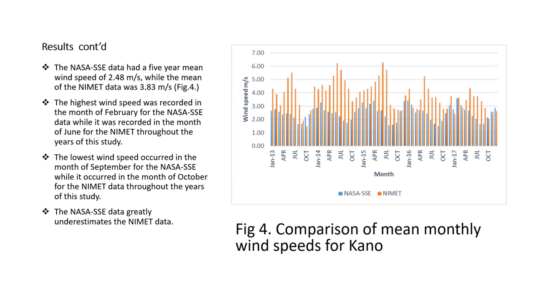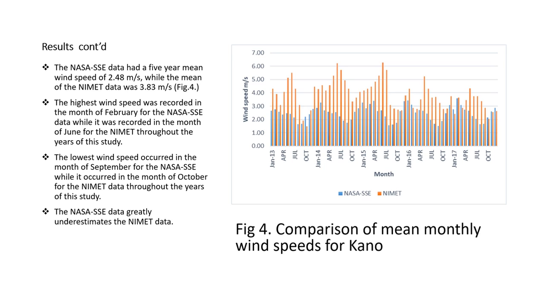For Kano State, the result obtained from Kano State analysis. The blue dot on the graph for figure 4 shows the NASA-SSE, while the orange line shows the NIMET data. The NASA-SSE data had a 5-year mean wind speed of 2.48 meters per second, while the mean of the NIMET data was 3.83 meters per second.